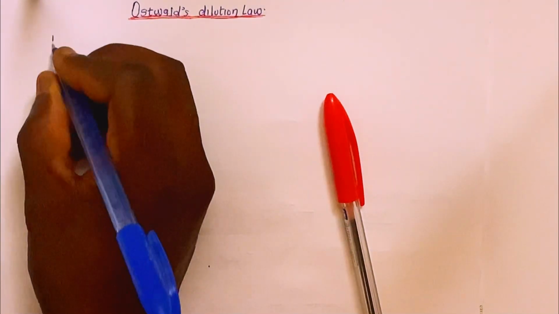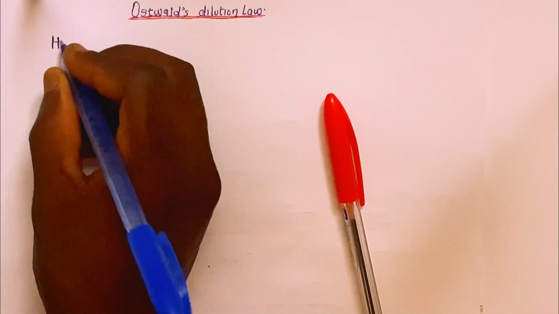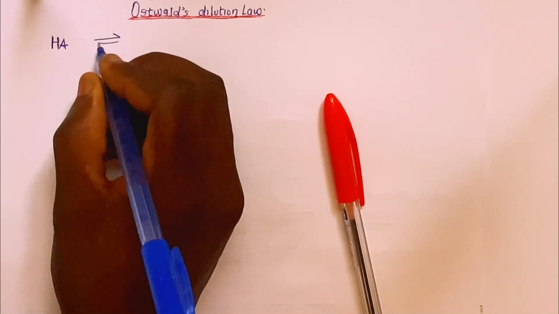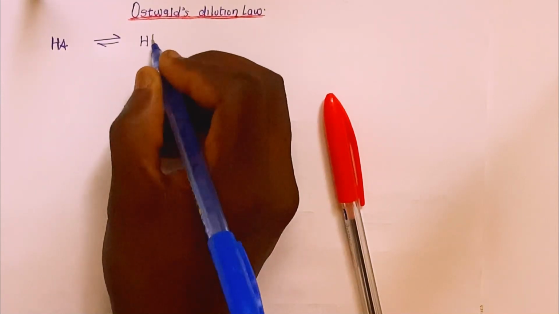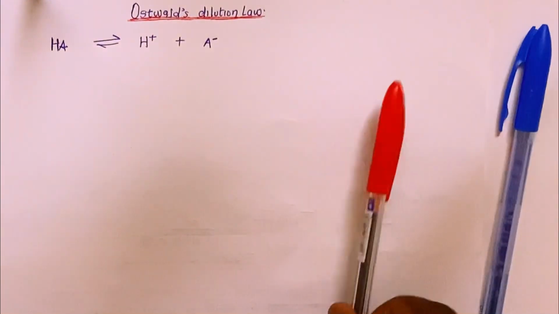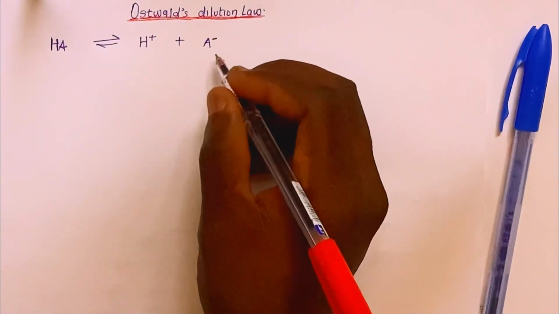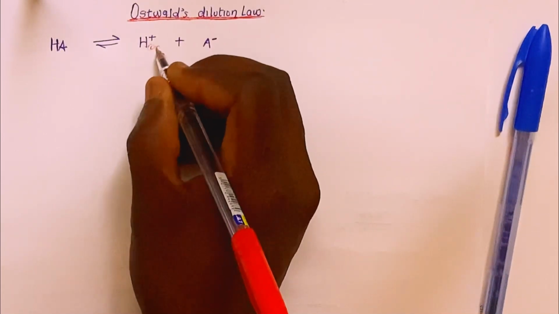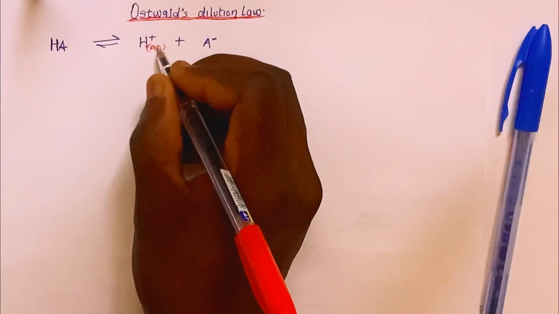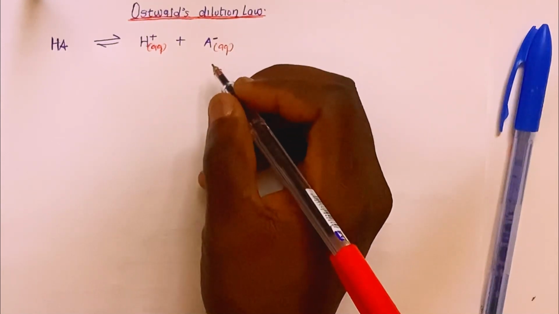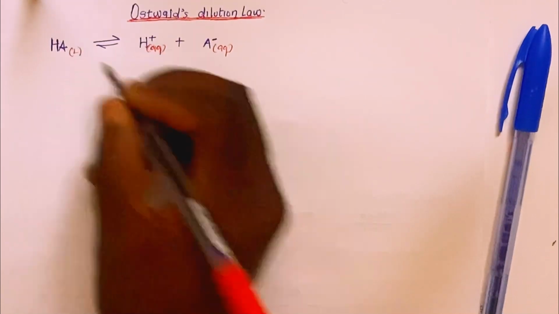Now let's say we have a weak acid HA. This HA dissociates into H plus and also A minus. In this case, my H plus is the acid and my A minus is the base. So I'm going to have these in the aqueous state because they are in ionic form and inside a solution, and I should have HA in its liquid form.